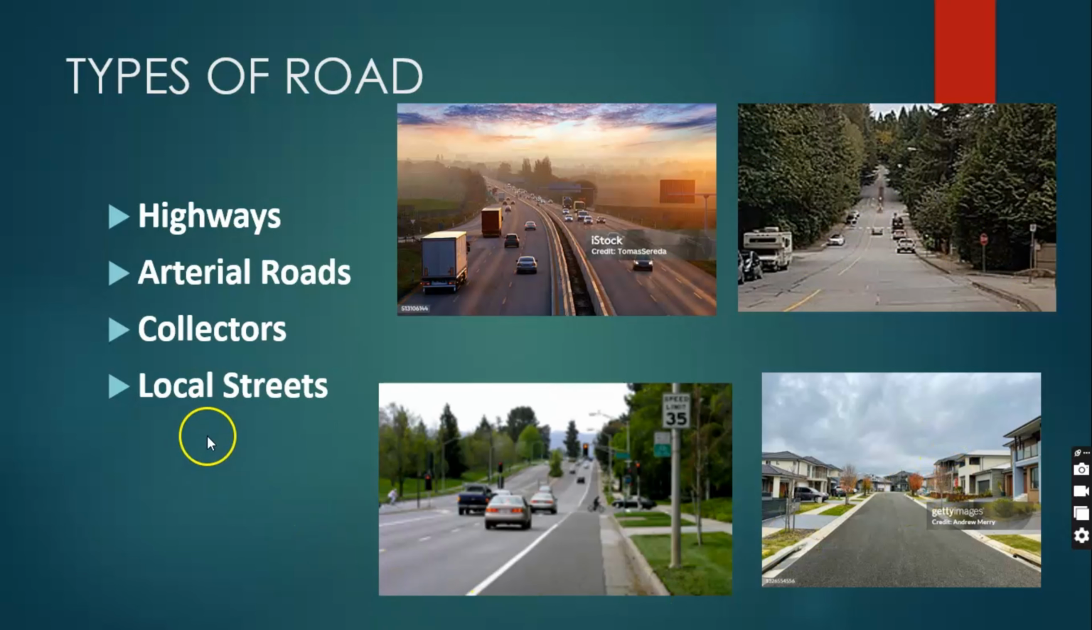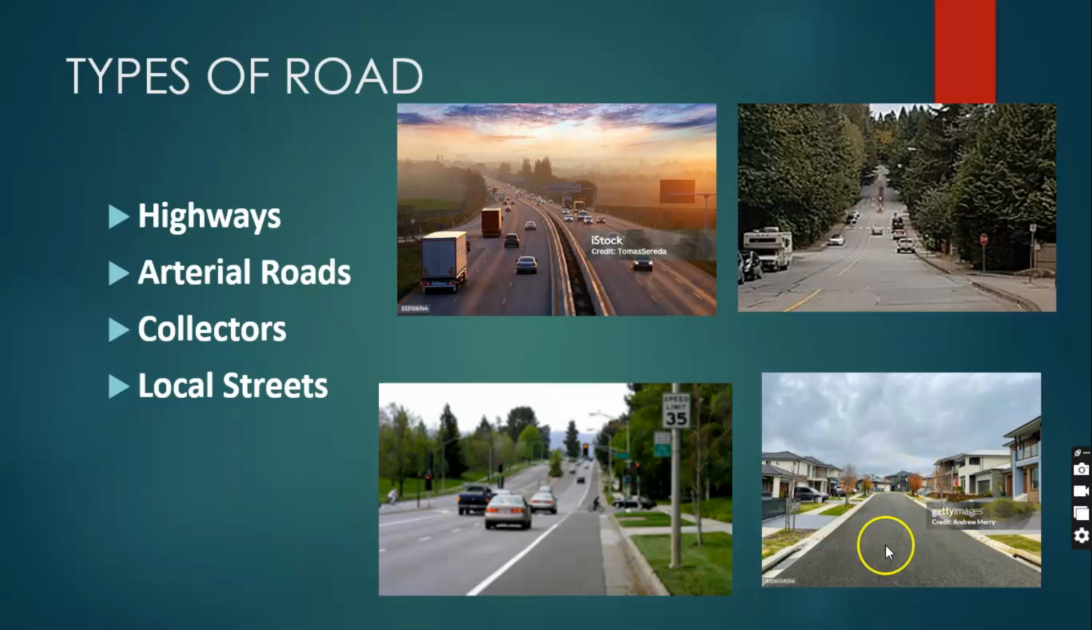Then the fourth one is what we call the local streets. These roads are primarily intended for access to homes and businesses. They generally have lower traffic volumes and speed, so you won't get to see much speed within these roads. These are what we call the local streets, just an example of what we have in this fourth picture here.